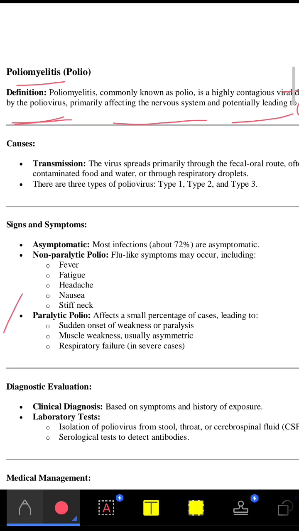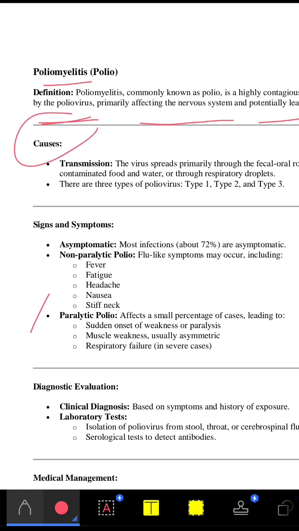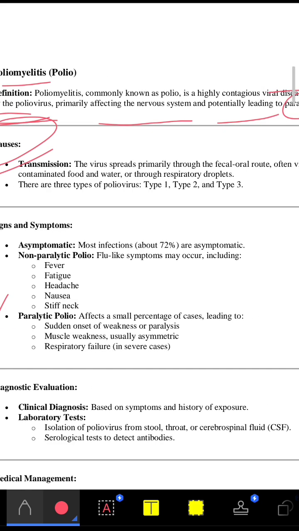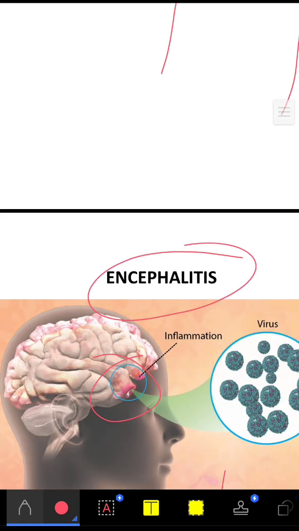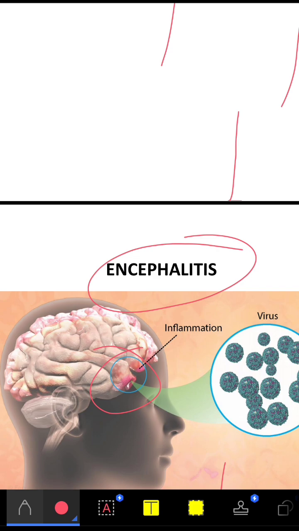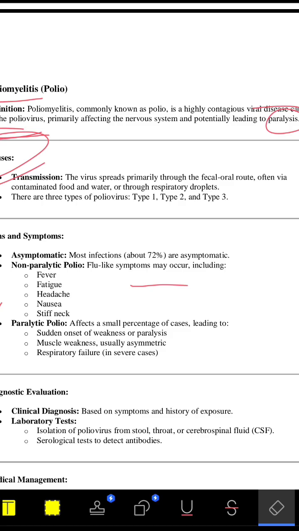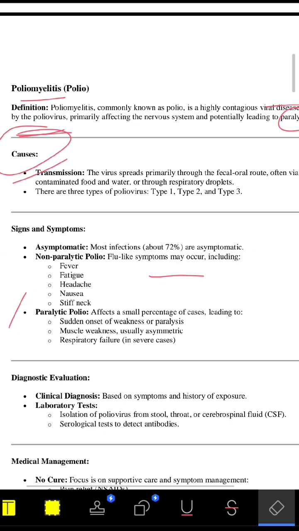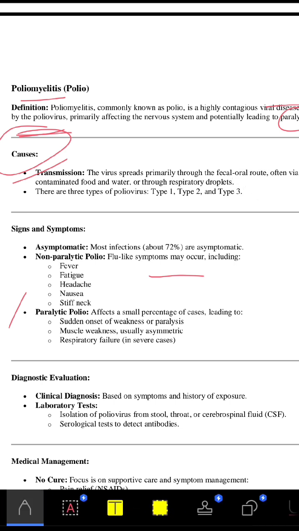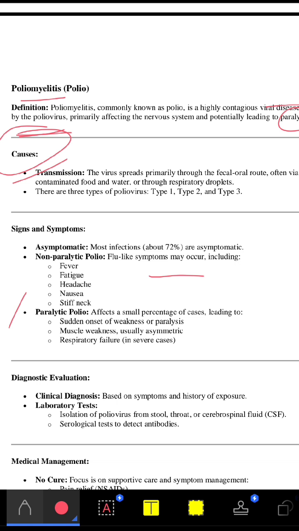Okay, so next we'll see the causes. So here the main cause is transmission. The virus is spread primarily through the fecal route, through contaminated food and water, and through respiratory droplets. So here are the types of poliovirus. There are three types of poliovirus which cause poliomyelitis: type 1, type 2 and type 3.